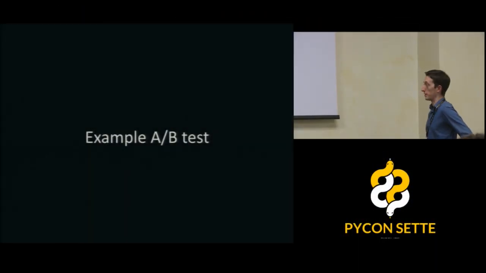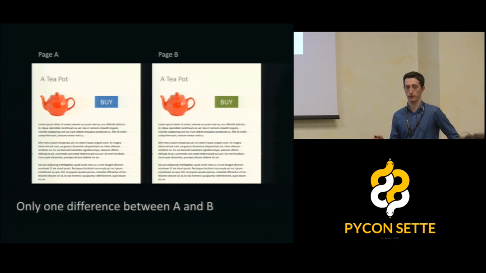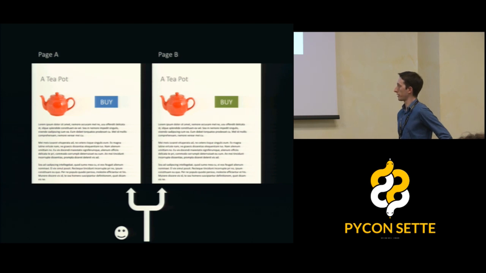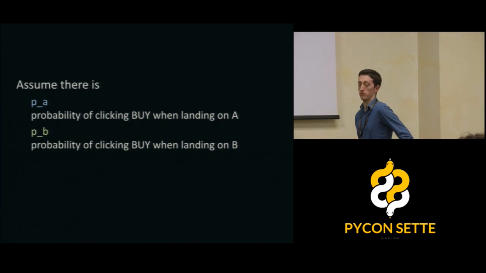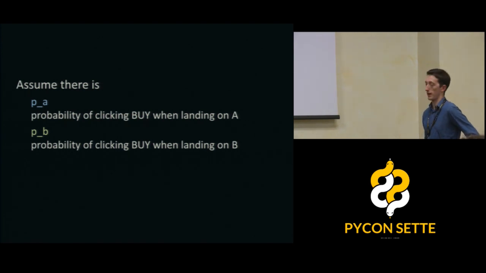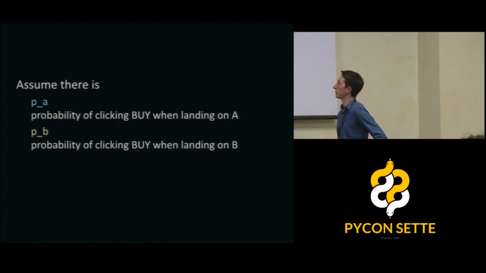So let's look at an example. We are back to the A/B test. We have two web pages with two different colors, blue and green. There is just one difference between the two, because we have to make sure that the cause of the different buying rate is due to this single cause. So we set up the experiment and forward the users either to page A or page B. We assume that there is a PA variable that represents the probability of clicking buy when landing on page A, and PB, the probability of clicking buy when landing on page B. So we want to investigate which one is better, which is finally the page that we want to choose.